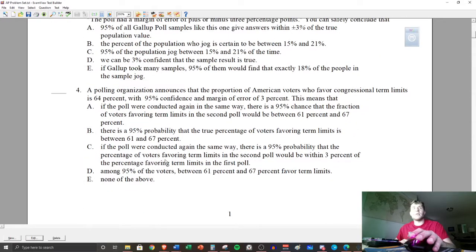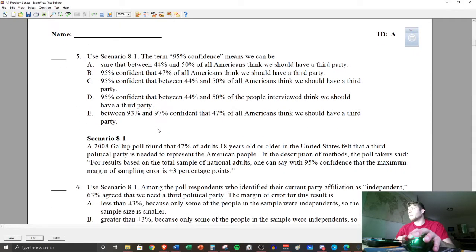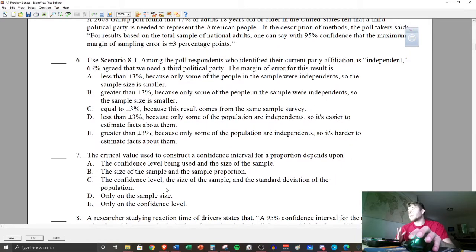So those are up on Delta Math now, so you get 3 tries. If you miss twice, you can of course reach out to me. But using your definitions, hopefully you're able to narrow that down. But I want to talk about number 5 here, and then I want to talk about number 7. Then we're going to stop the video.